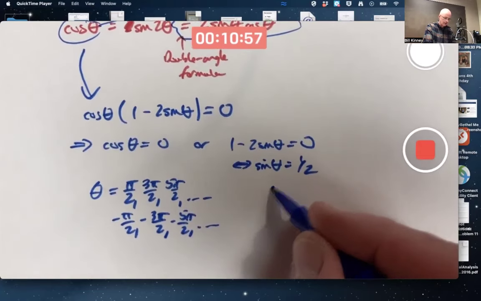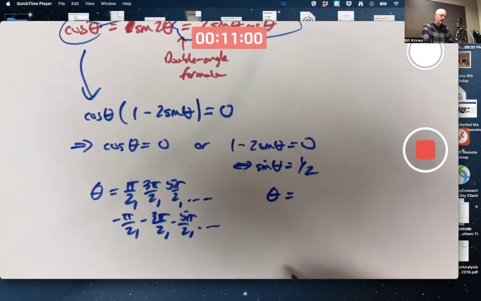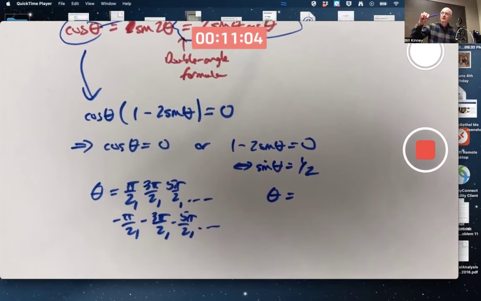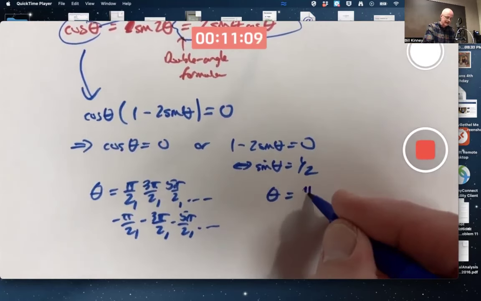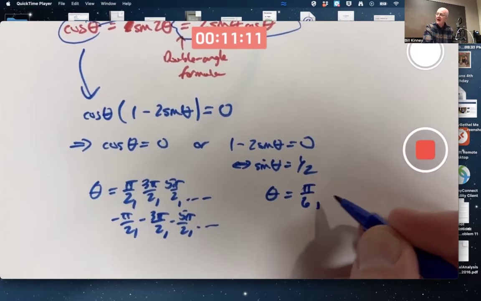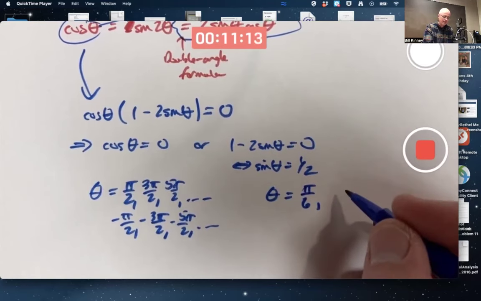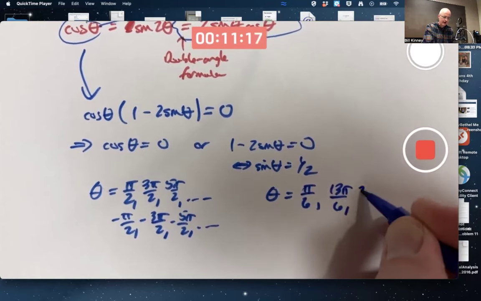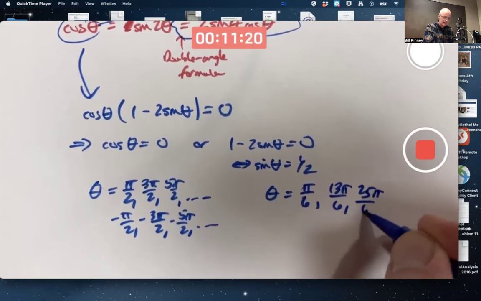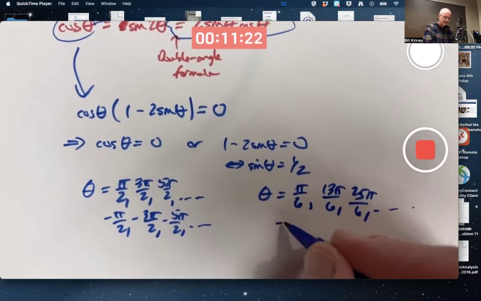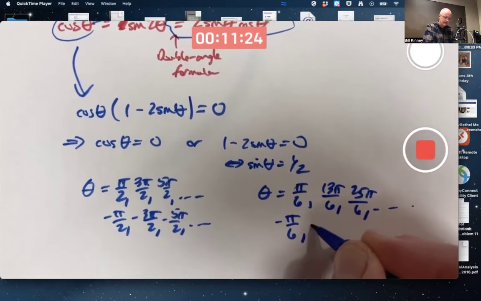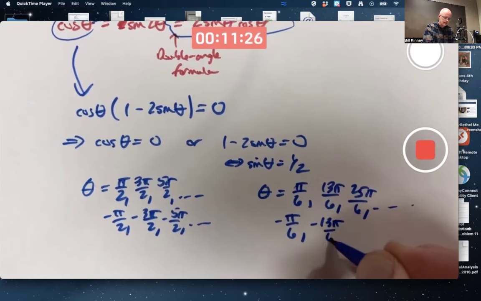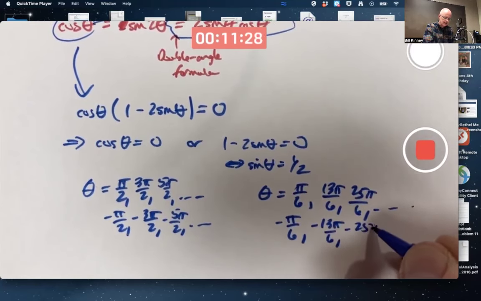And this equation is true when theta is the inverse sine of a half, which turns out to be in degrees, 30 degrees, pi over 6. Any multiples of 2 pi added to that. 2 pi is 12 pi over 6, so that would also include 13 pi over 6, 25 pi over 6, etc. It also happens to be true at negative angles, negative pi over 6, negative 13 pi over 6, negative 25 pi over 6, etc.